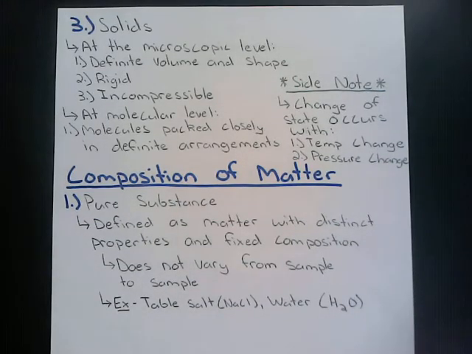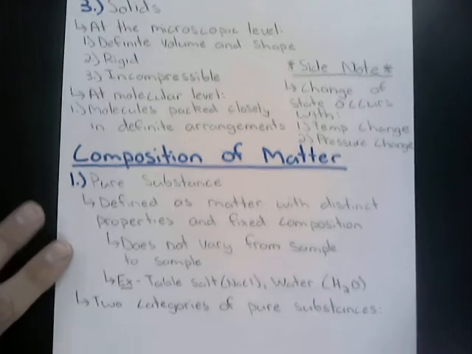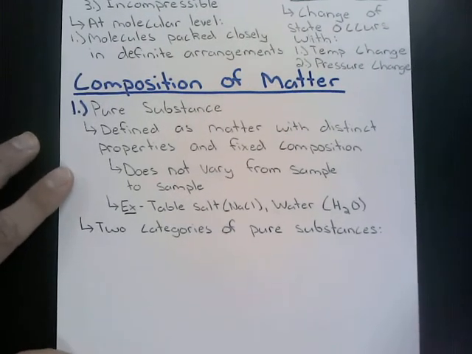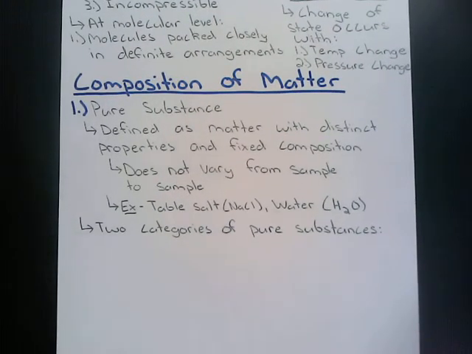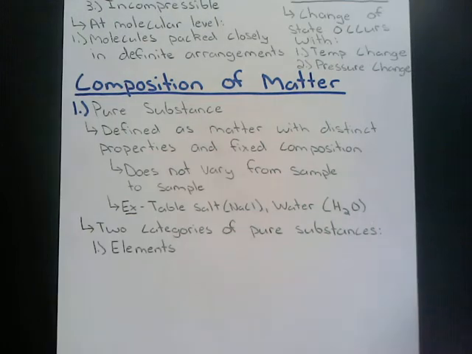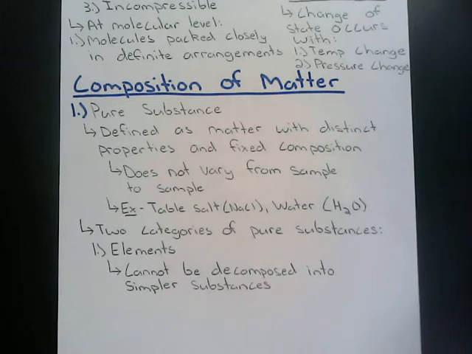Now, we can go one step further and break down pure substances into two distinct categories. The first of these categories that we can break pure substances into are elements. And we'll get a little bit more into details here, but just to give the basics, elements cannot be decomposed into simpler substances. The other thing to keep in mind with an element that's a pure substance is that they are only composed of just one type of atom.